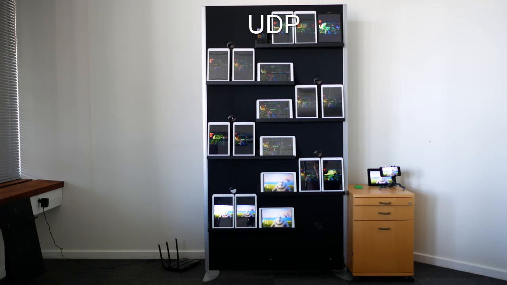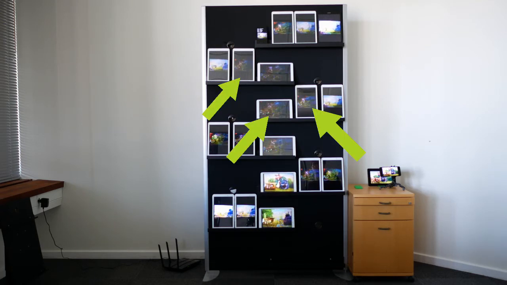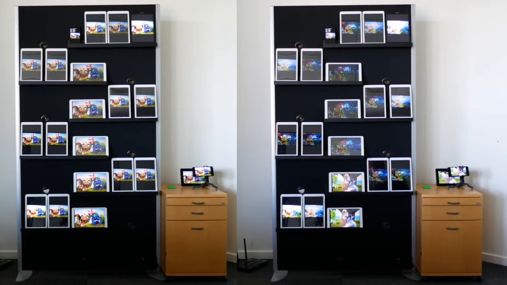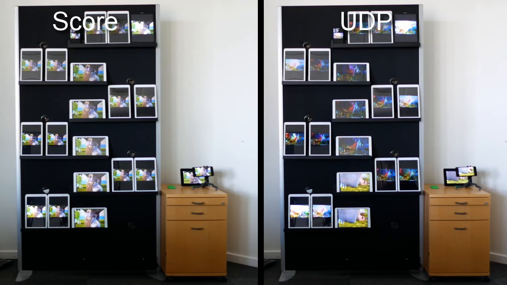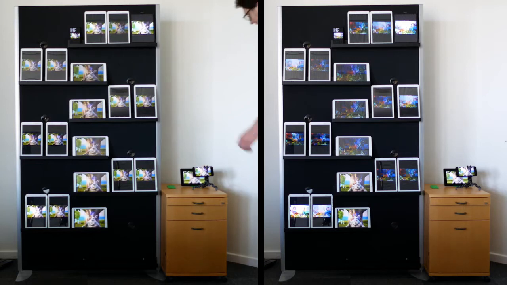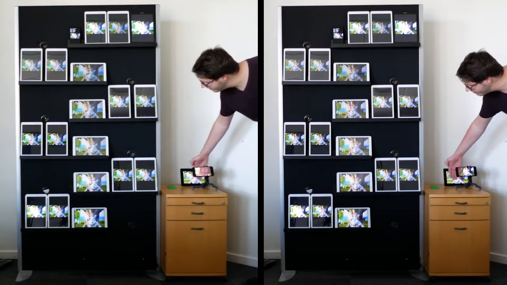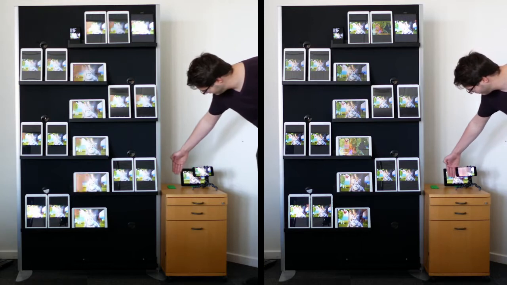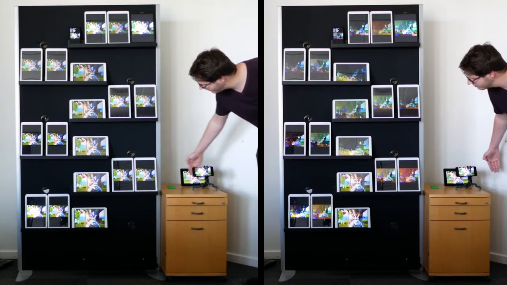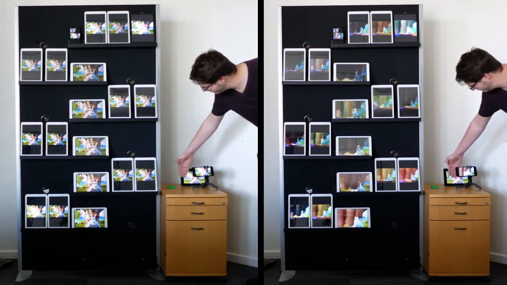Here, we have kept the devices where they were, but switched to UDP multicast. Notice that the packet loss is so significant that it is difficult to see the video on the tablets. So to the left, we have our SCORE multicast, and to the right, we have the UDP multicast. Again, we're waving a hand in front of the camera to show the delay. And it is quite decent with UDP. The problem is that the packet loss is so big that it is difficult to see what is going on on the screens.